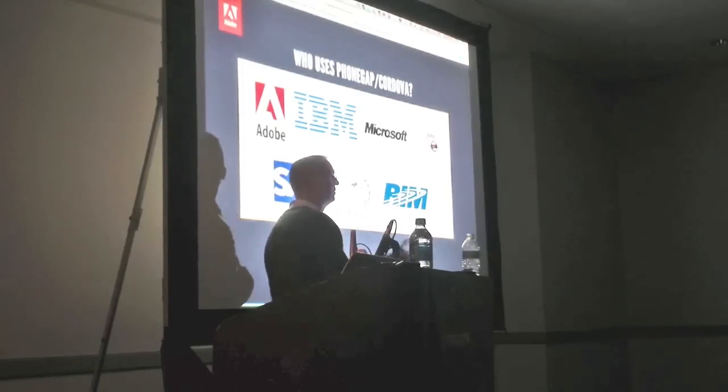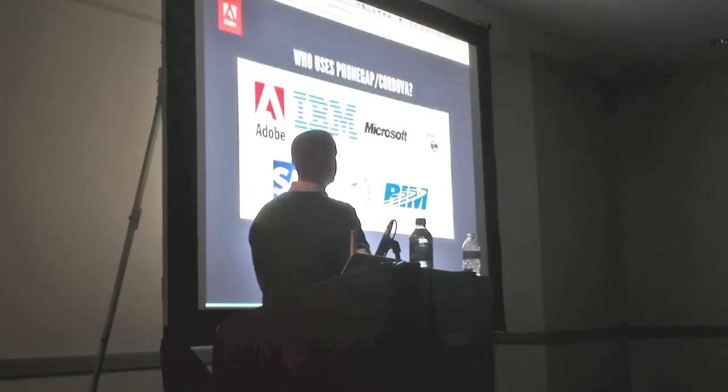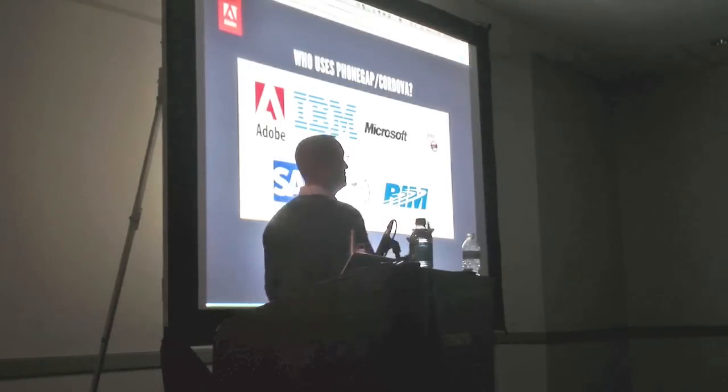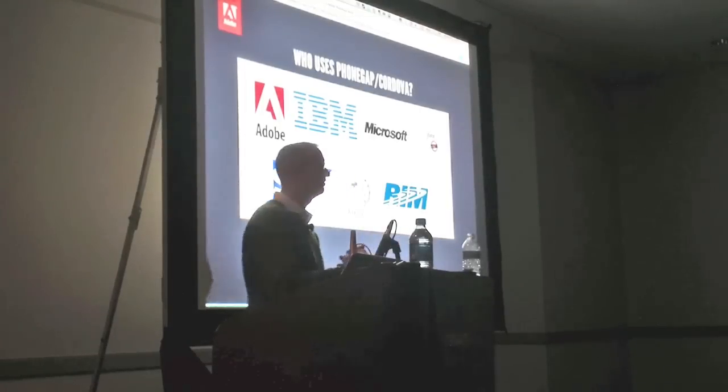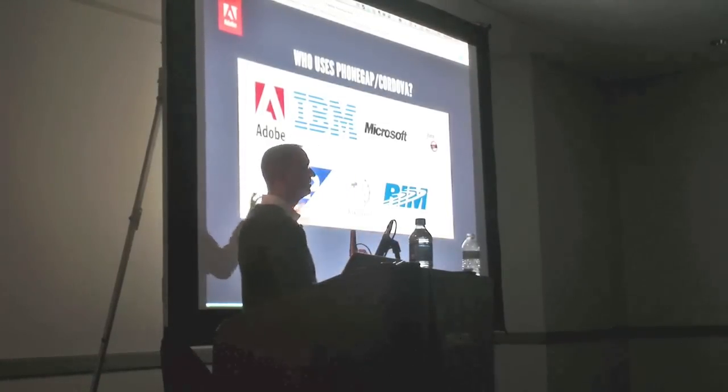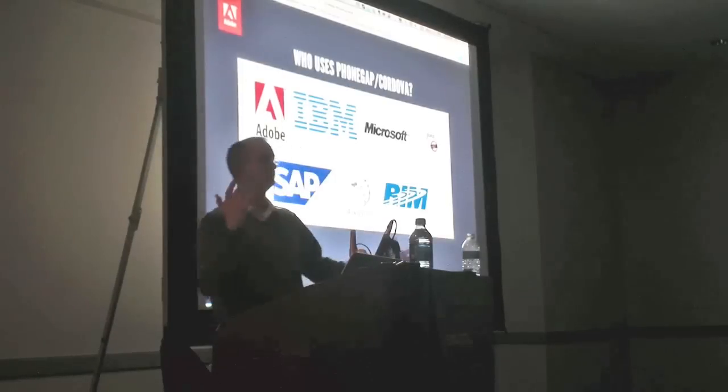The PhoneGap emulator is built on top of the open source Ripple project. Ripple came from RIM, came from BlackBerry. So there are a lot of entities beyond just Adobe who are involved with the PhoneGap ecosystem with Apache Cordova. And this is just a really small list, but there are some big recognizable brands, so that's why I wanted to show it.